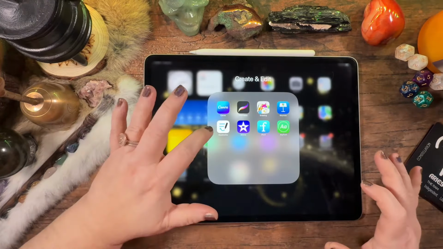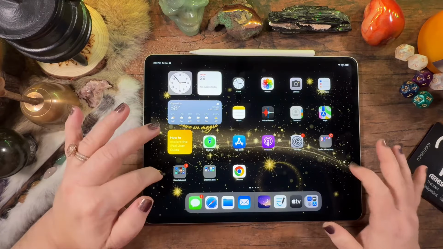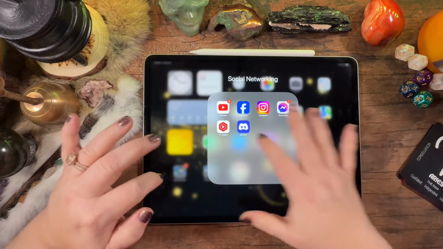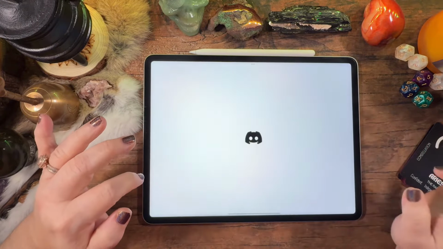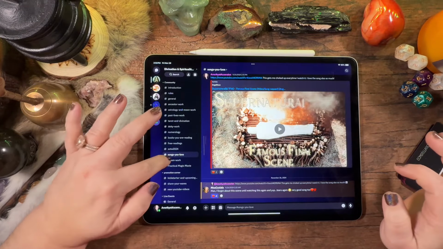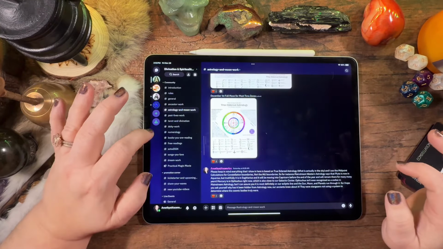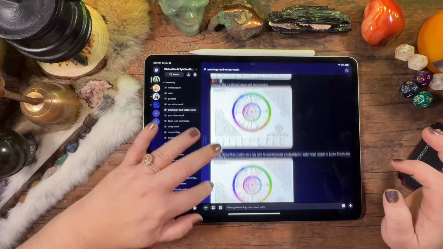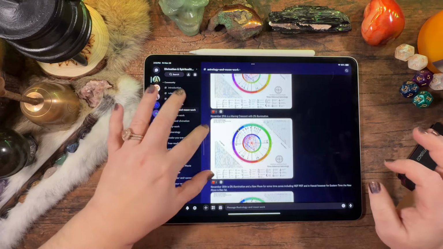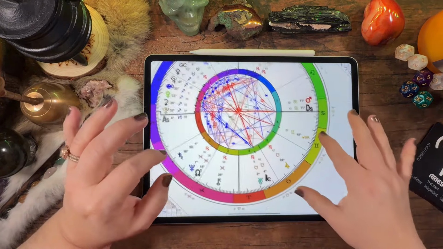Let me go into the Discord. Where is it? Astrology and Moon. Okay, so today is the 29th at the time that I am recording this.